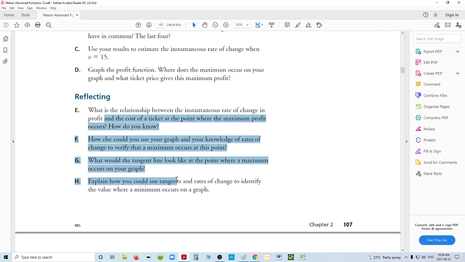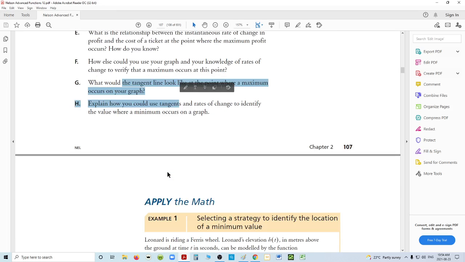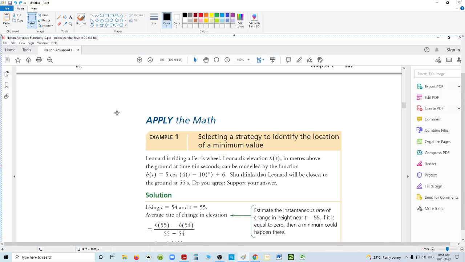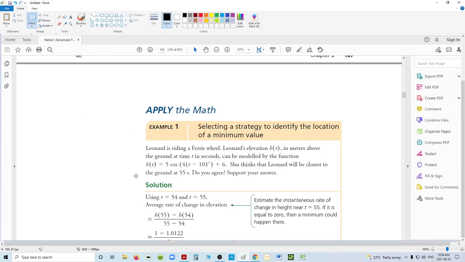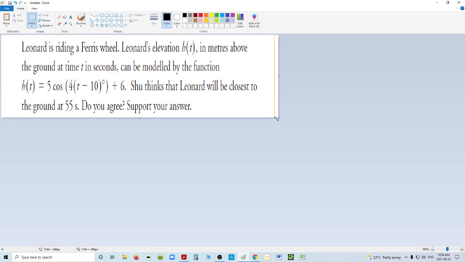What does that slope mean? What would the tangent line look like at the point of the maximum? Explain how you use tangents to find rates of change. So then they pull up this Ferris wheel. Now notice the Ferris wheel is in a cosine structure. Now before you ever move on, always grab the formula and have a quick look at what you should already know from transformations last year, because it repeats in calculus as well.